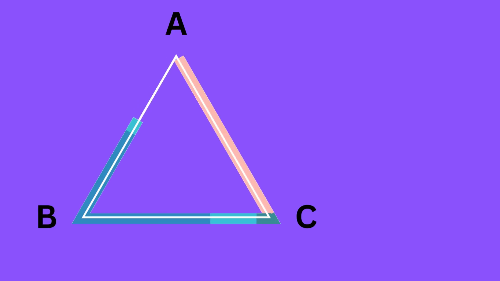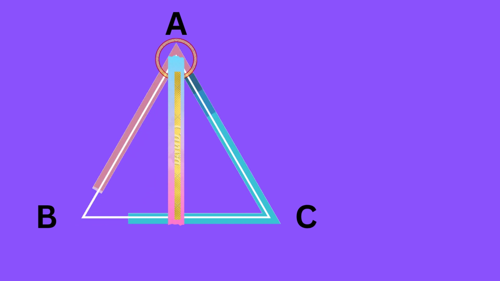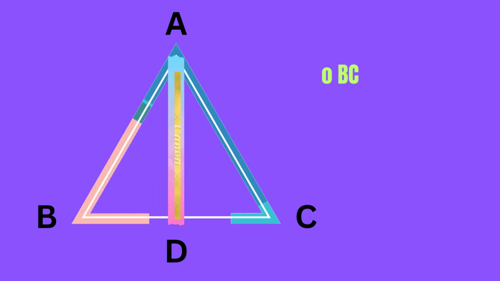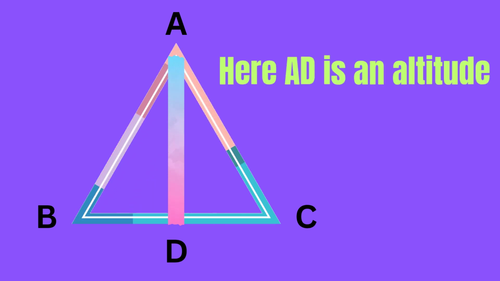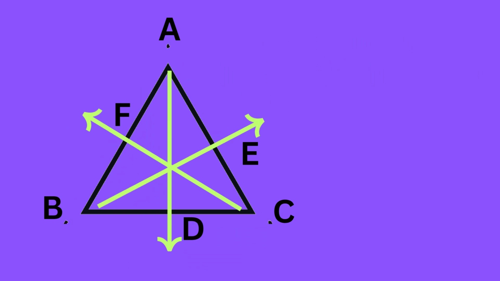Now take a triangle ABC. From vertex A, draw a perpendicular line to the side BC. Let the perpendicular meet BC at point D. So AD perpendicular to BC, and AD is an altitude. Similarly, from B, draw BE perpendicular to AC. From C, draw CF perpendicular to AB. So a triangle has three altitudes.